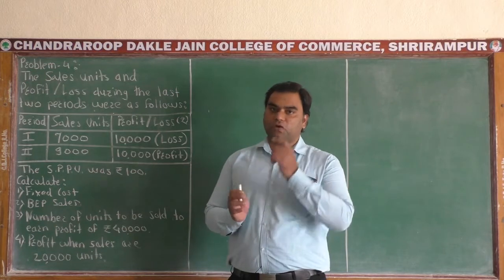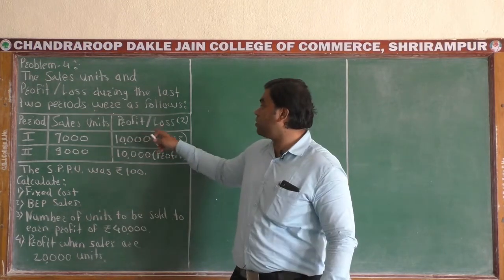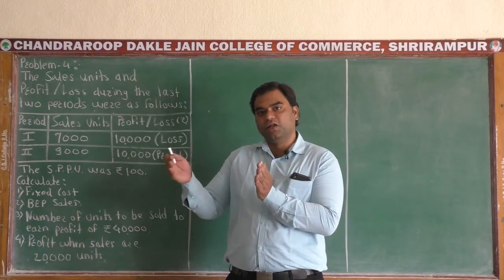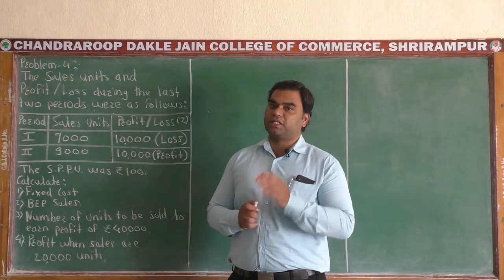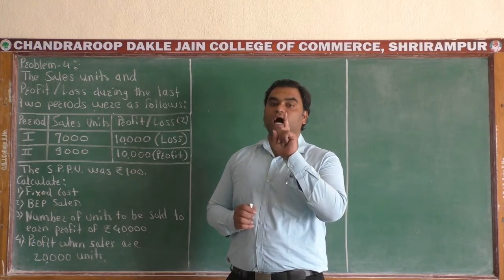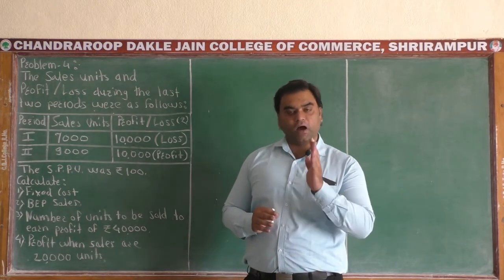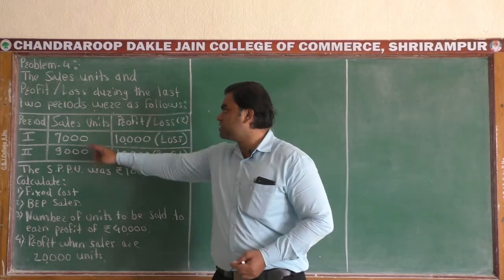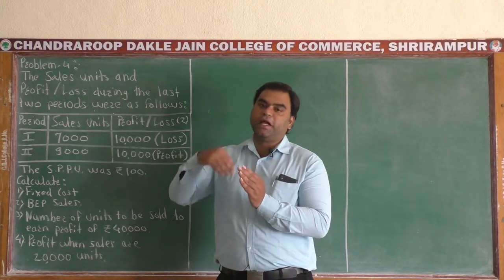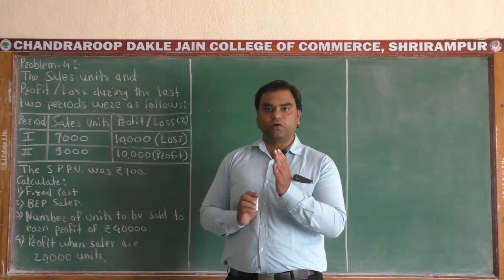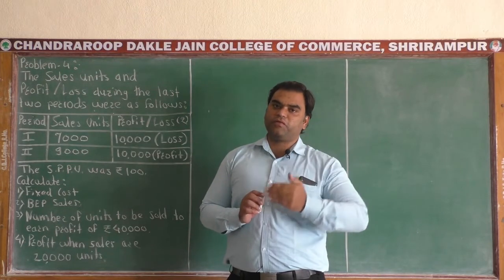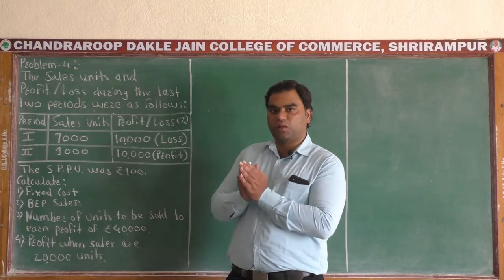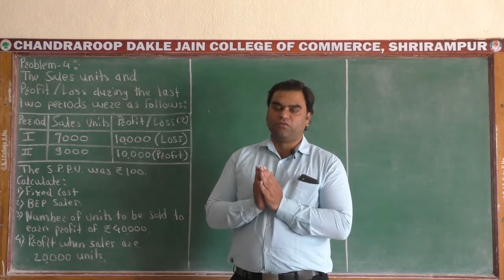How to calculate fixed cost? As we know, here loss is given. So fixed cost is equal to contribution plus loss. That's why we have to first find out the amount of contribution. And how to calculate the amount of contribution? By using PV ratio. Sales is given. Sales into PV ratio is equal to contribution. In that way we will get the amount of contribution and we will add the amount of loss in contribution, then we will get the amount of fixed cost.